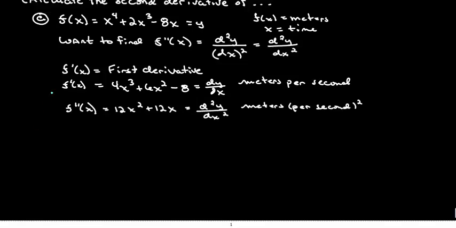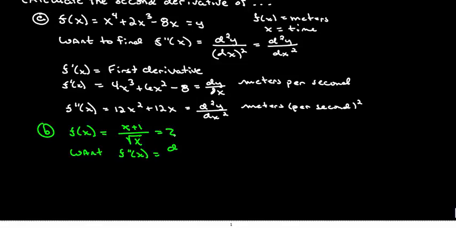We'll do it in a different color here. Let's do it in green. Part B says that we've got a function f of x equal to x plus 1 over the square root of x. So again we want to find the second derivative, f double prime of x, which is the same thing. If we call this guy a different variable, let's call it z, then that is d squared z over dx squared.